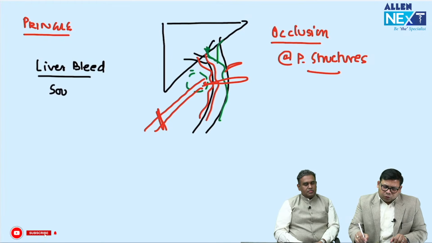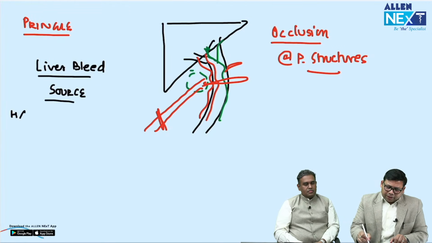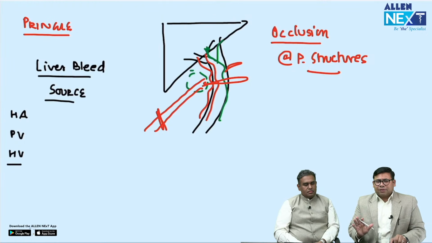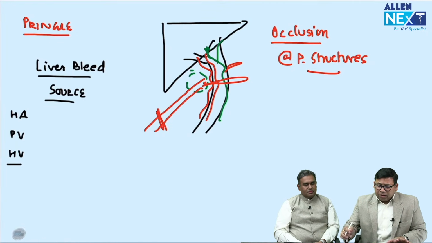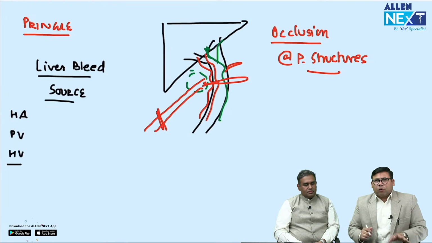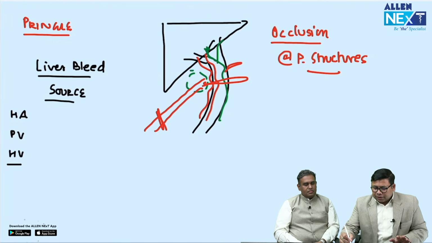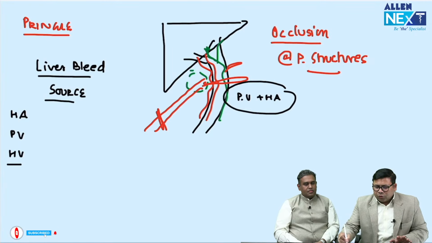So what could be the source of this liver bleed? Students, there could be three sources: hepatic artery, portal vein, and hepatic vein. Apart from this, there are no other sources. I hope the bile duct will not bleed that profusely. So remember, out of these structures, you have occluded two important structures. What are they? Portal vein and hepatic artery, which you have just occluded here.